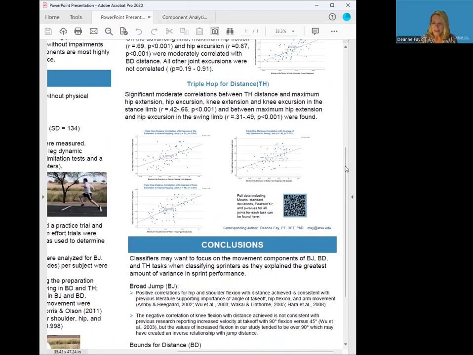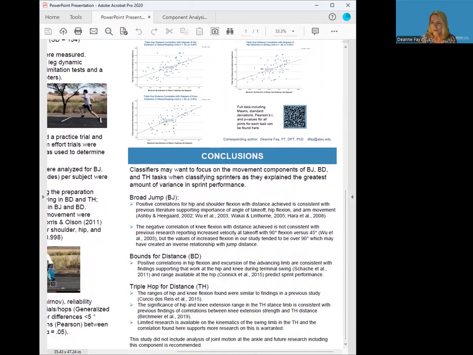So what does all this mean in terms of information for our classifiers? Well, we identified before that these 3 tasks are specific for having higher predictive value of sprint speed. What we're hoping here is to show you what are some of the important components to look at for classifiers when they're analyzing those specific tasks. So classifiers might want to select the joints that had the highest correlation with task performance when analyzing their athlete's performance during the classification process.